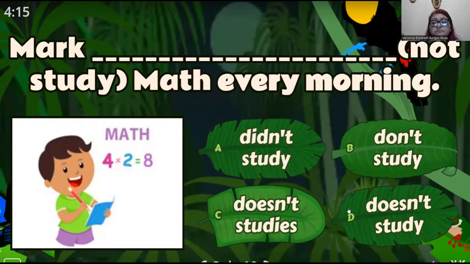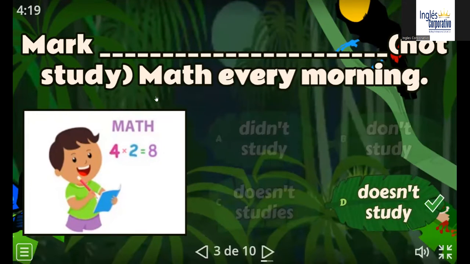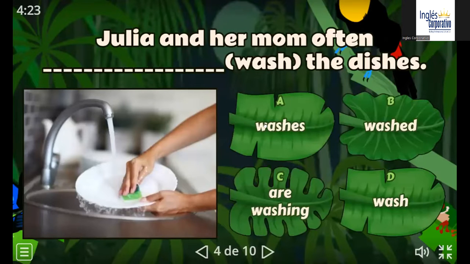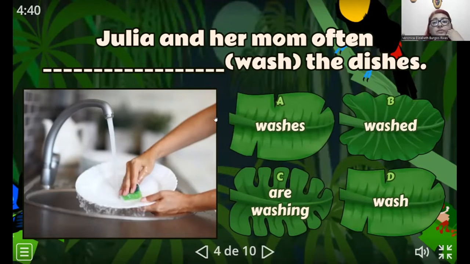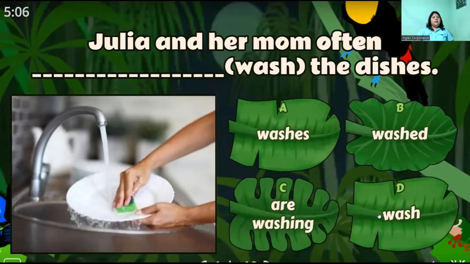D. Okay, nice. So you see, this is simple present, every morning, right? So we're talking about a repeated action in the present. Next: Julia and her mom often washed, are washing, or wash the dishes. What do you think, guys? Oscar, what do you think? Letter D. Okay. Rafael, what do you think, Rafa?